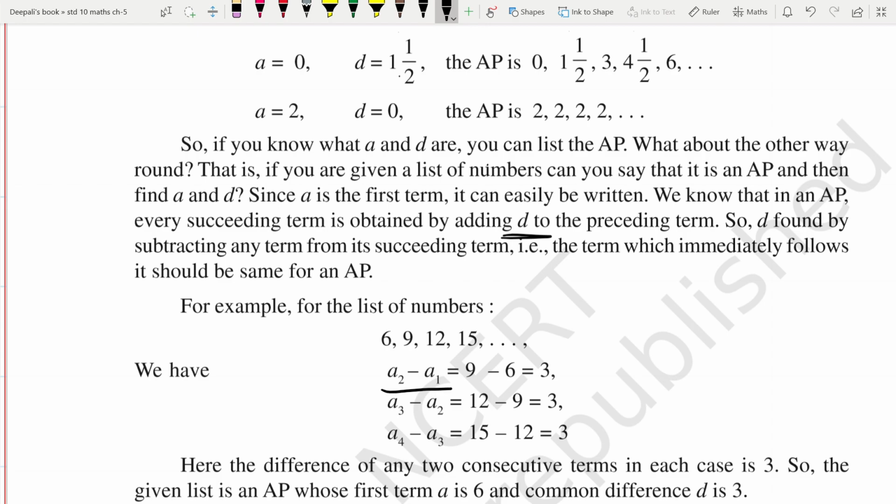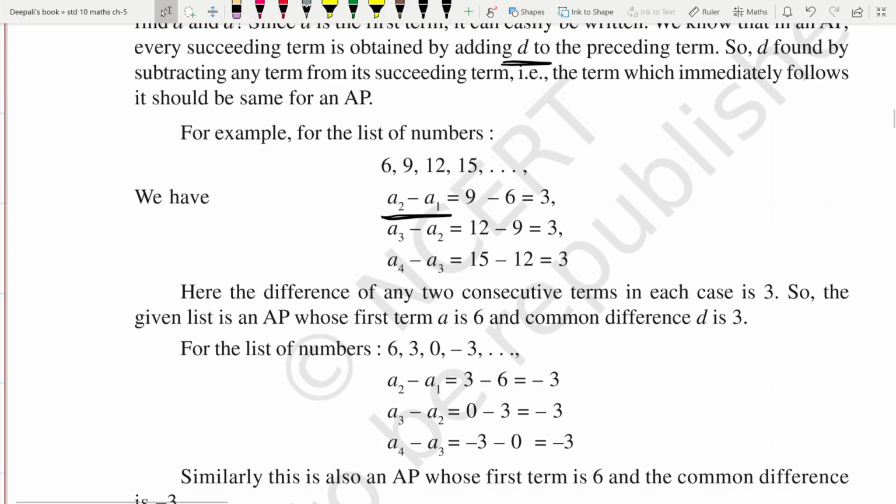Always remember it should be the succeeding term minus the preceding term. So A2 minus A1, A3 minus A2, A4 minus A3. That is 12 minus 9, which is 3, and 15 minus 12 is equal to 3. Here the difference of any two consecutive terms in each case is 3, and so the given list is an AP whose first term A is 6 and common difference D is 3.